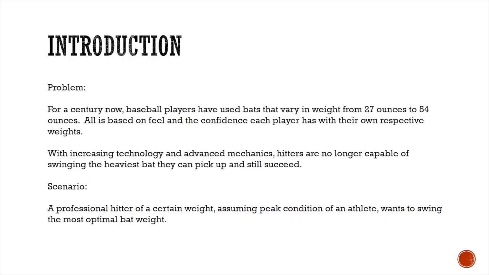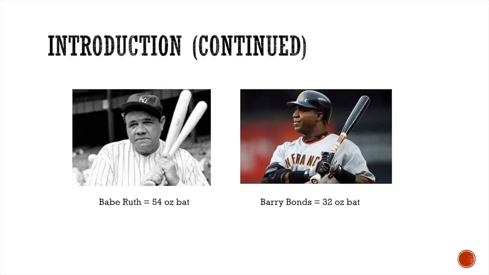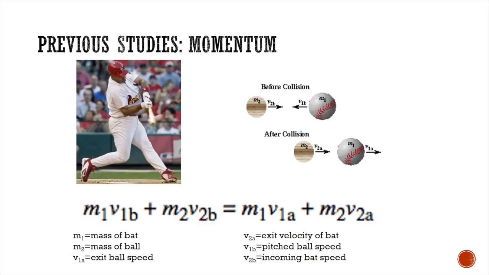So the scenario we have is a professional hitter of a certain weight, assuming a peak condition of athleticism, who wants to swing the most optimal bat weight. Just showing a before and after, in the past we had Babe Ruth, who swung an average 54-ounce bat, and Barry Bonds with a 32-ounce bat. So you see, times have changed.